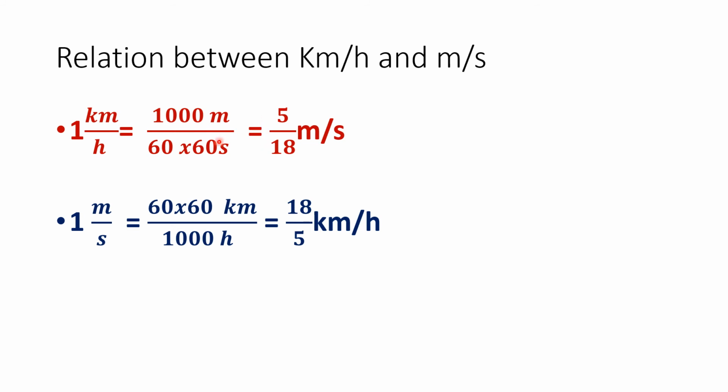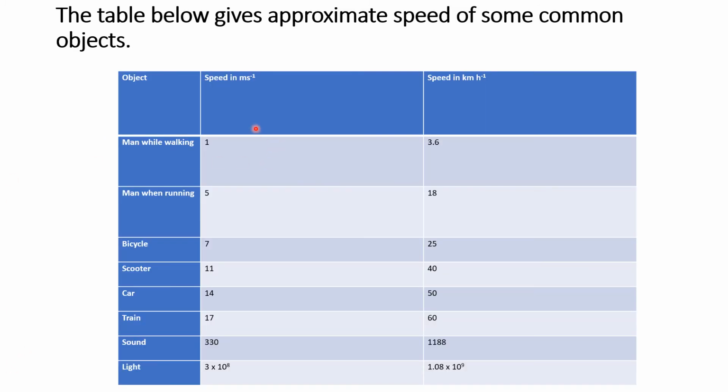Now if you want to convert meter per second into kilometer per hour, then you will take the reverse of this and you will get 18 by 5. So you will say it is 18 by 5 kilometer per hour. So this is a very simple relationship. If somebody asks how much is 5 kilometer per hour in meter per second, what you will do is 5 into 5 by 18. And if you want to convert meter per second into kilometer per hour, you will multiply it with 18 by 5.